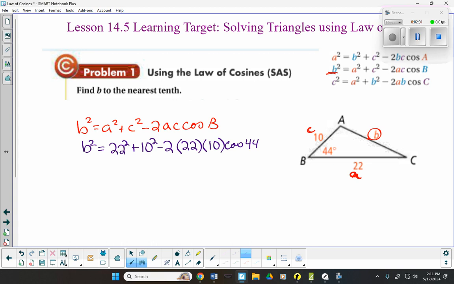Now, to find the value of B, you would take the square root of both sides. And so B will equal this. When you type that in, you can type the whole thing in. You hit the square root of 22 squared plus 10 squared minus 2 times 22 times 10 times the cosine of 44. And your answer is 16.4 approximately.